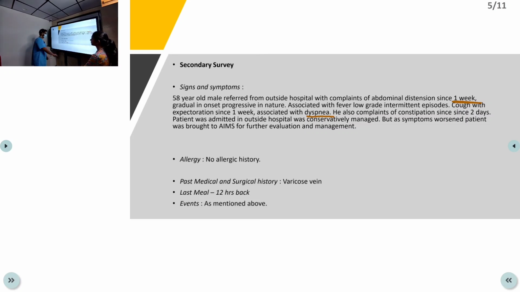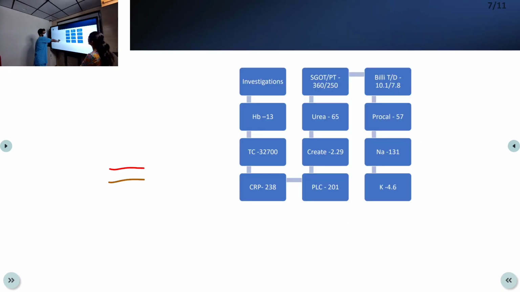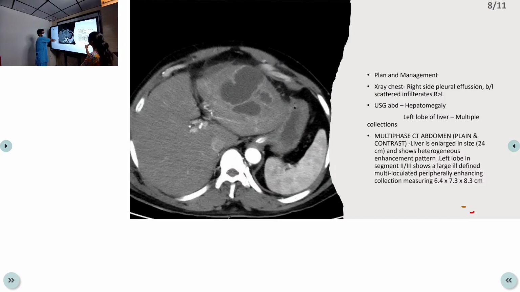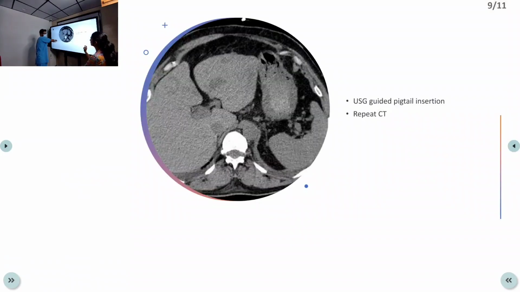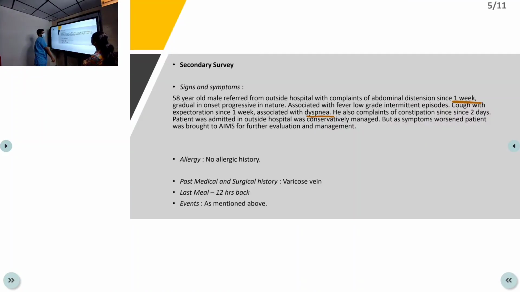Okay. The X-ray findings: bilateral pleural effusion was noted. Okay. Right greater than left. Okay. No much infiltrates or anything? No. Bilateral scattered infiltrates were noted. Other than that, the X-ray was kind of normal. Okay. So you ruled out ARDS also? ARDS was normal. So further, we went on to examination.